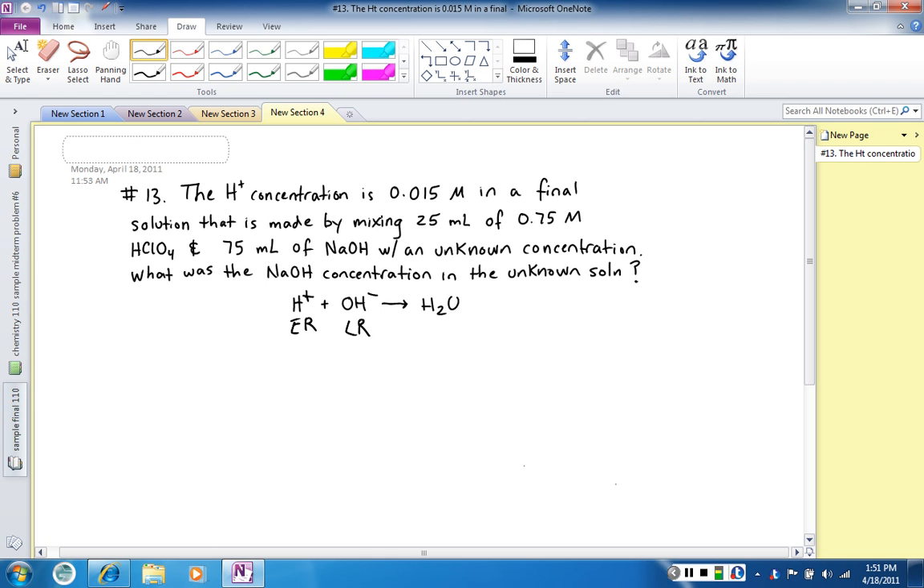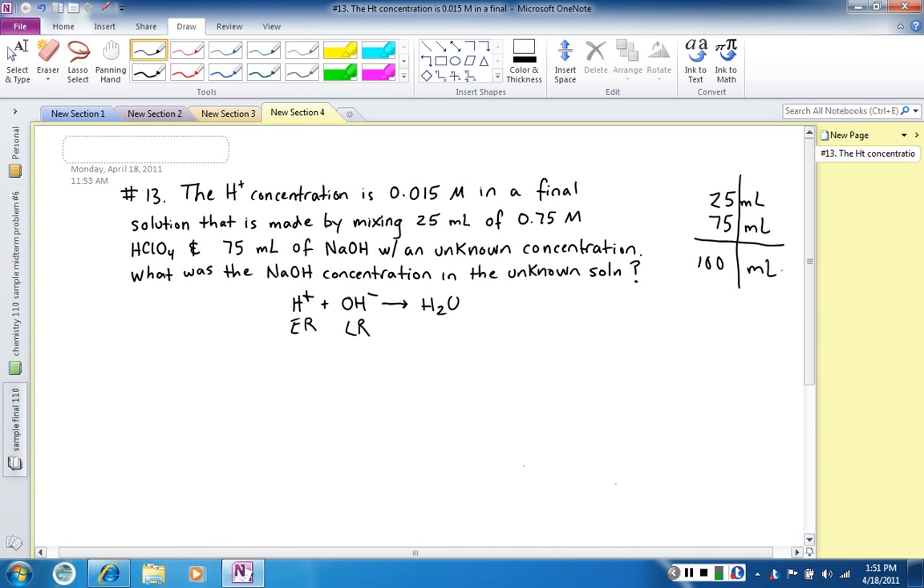Before we start, we can figure out our new total volume. Pretty simple. Add 25 mils plus 75 mils gives us 100 milliliters for our new total volume. So let's quickly figure out how we're going to find these different pieces of the puzzle.